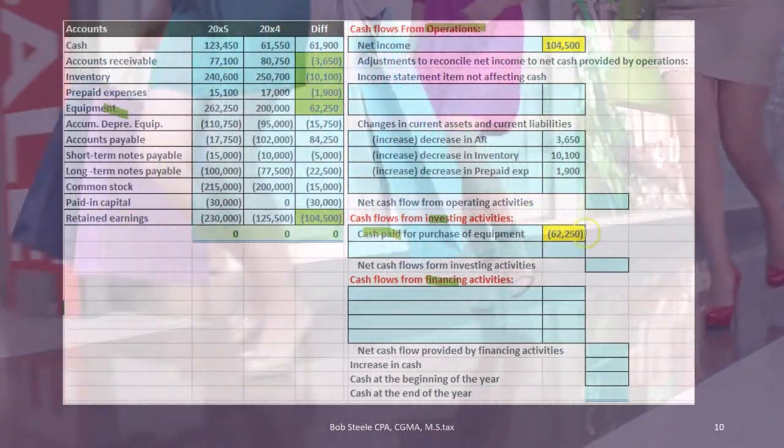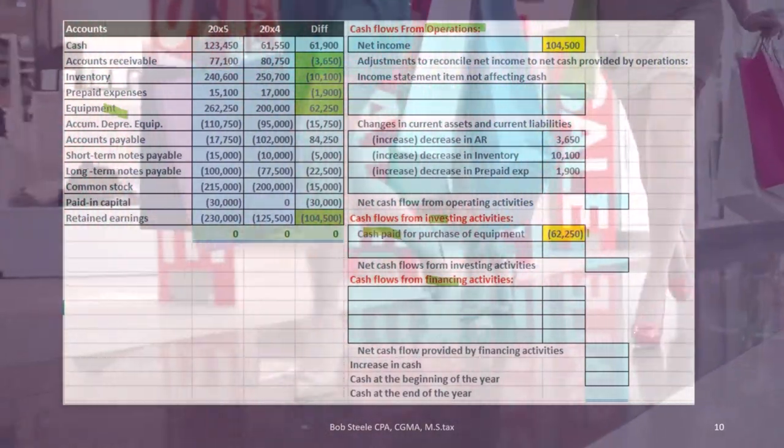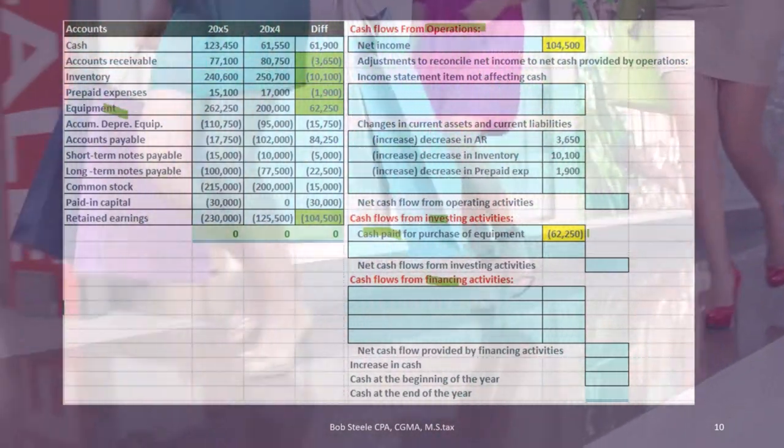So I'm going to make it yellow. I'm going to say, yeah, I recognize that it's very likely that I did not pay cash for that equipment, but I'm going to think about that at a later time.